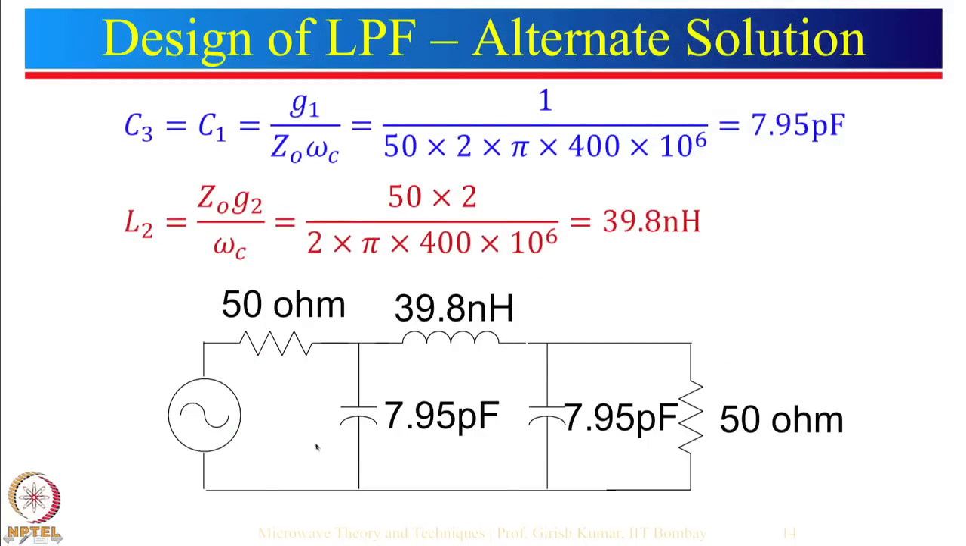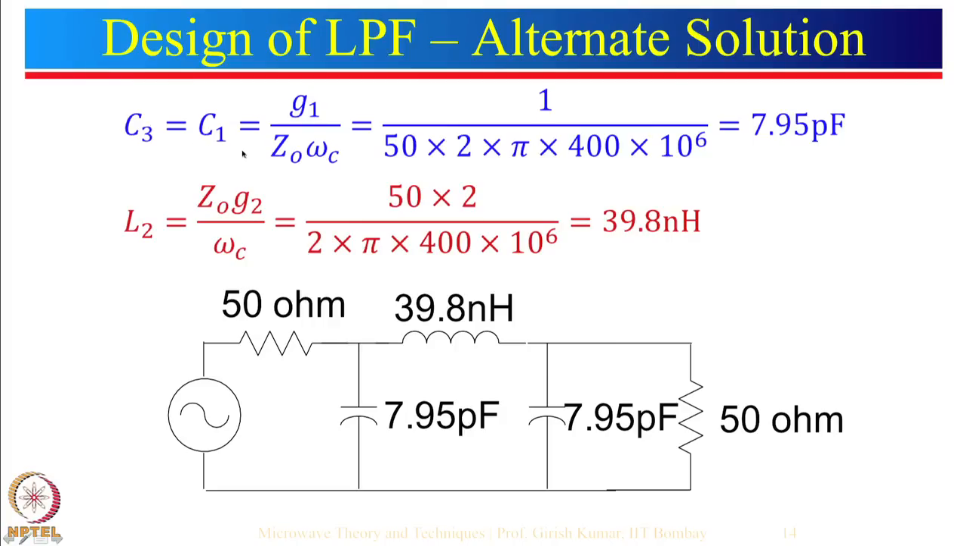Okay. So, now let us look at an alternate way of realizing. That means here the first element has been taken as capacitor, then inductor and then capacitor. Just recall, previously we had taken the first element as inductor, then capacitor, then inductor. So, in this case what happens now, g1 is equal to g3 and we are now realizing capacitance.